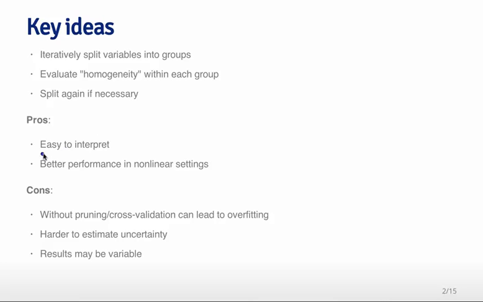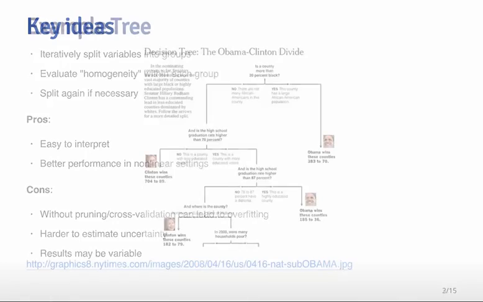The pros of this approach are that it's easy to interpret, and you tend to get better performance in nonlinear settings than you do with the linear regression models we talked about in the previous lectures. The cons are that without pruning or some sort of cross-validation, this can lead to overfitting, and they can be harder to estimate uncertainty for than in the linear regression model setting. In general, the results may be variable depending on exact values of the parameters or the variables that you've collected.